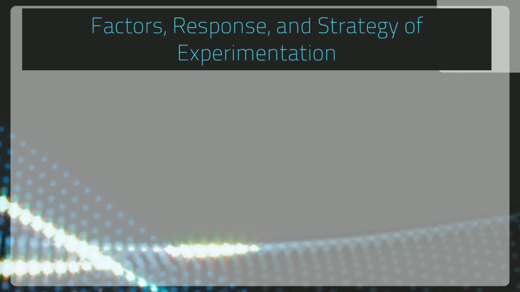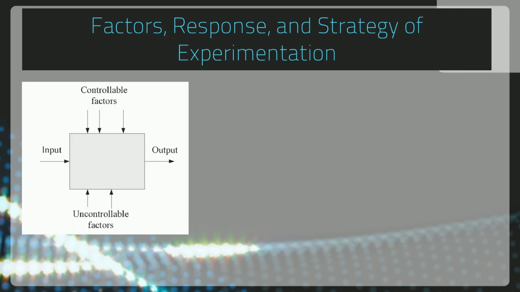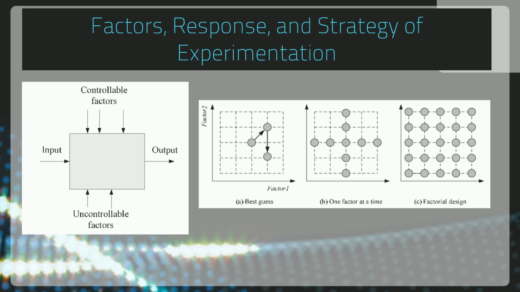The first is factors, response, and strategy of experimentation. So when you are performing an experiment, you are going to have controllable factors and uncontrollable factors. The parameters are going to be factors that you can control. The type of learning algorithm is a factor that you can control. There are some uncontrollable factors like the random initialization of the weights. Maybe you get a better option one of the times when you initialize it. But ultimately, all of those factors are going to combine to give you a specific output from your input. And so when you're actually performing your strategy or your actual experimentation, there are a couple different ways you can do it.